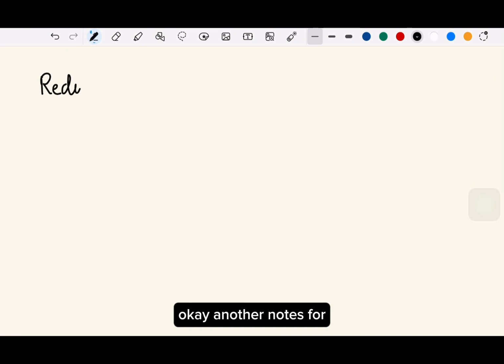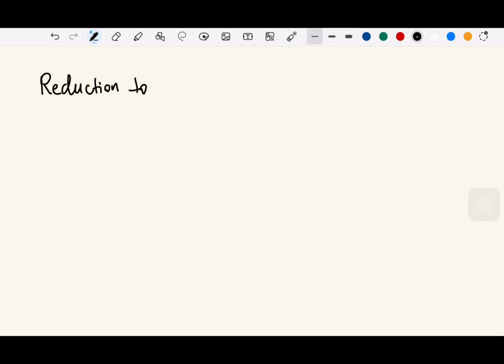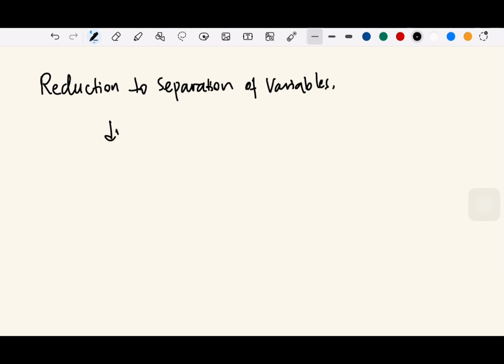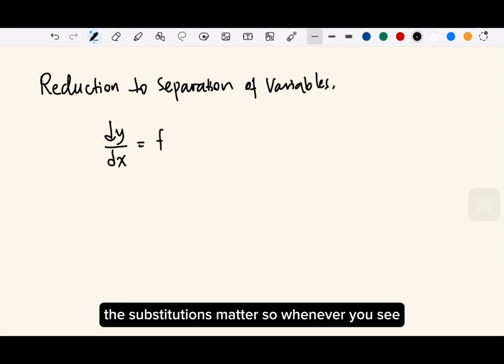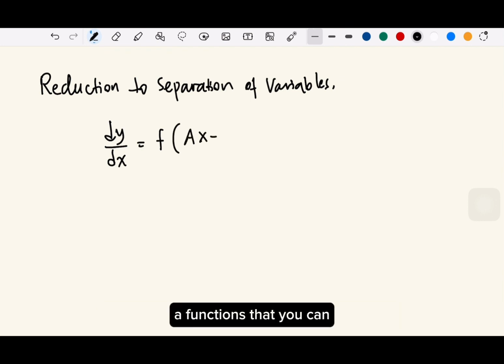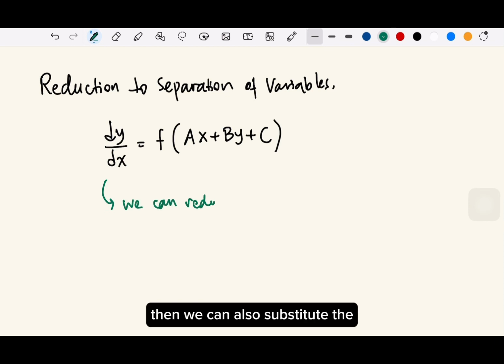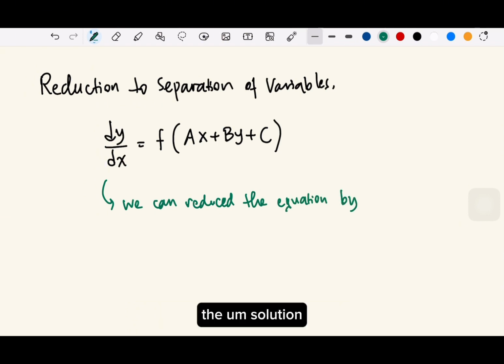Okay, another note for today's class is about the reduction to separation of variables. So this is an additional note for the substitution method. Whenever you see a function in which you can identify the form of ax plus by plus c, then we can also substitute the ax plus by plus c as a u or any v or any variable. Okay. And then simplify the solution.